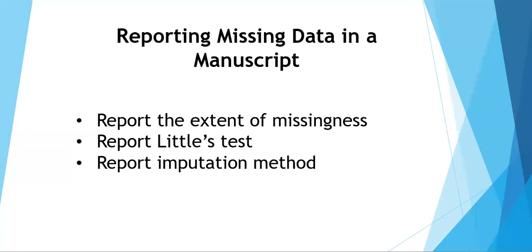When reporting missing data in a manuscript, it is important to report the extent of the missing data and also the Little's test. The Little's test is a type of chi-square that is said to assess MCAR, missing completely at random patterns. So if you have a non-significant Little's test, that would indicate that any missing data that you have are random in nature. If you have a significant Little's test, then that means that test has detected some kind of non-random pattern in the data. Finally, you would want to report the imputation method that you used.